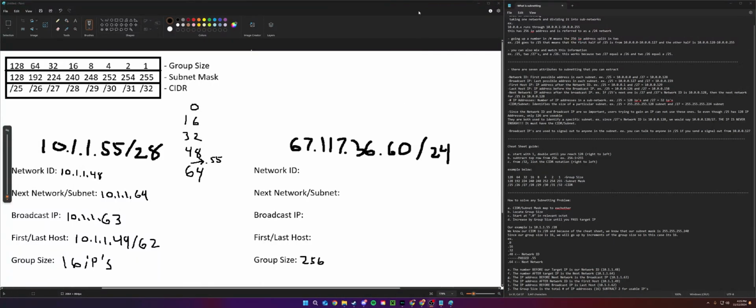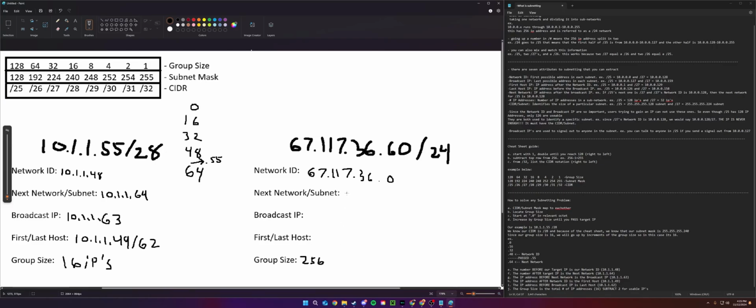Alright, so now we're going to do this problem. So, one moment, sorry. With this, it's a little different since it's /24. So we already know that the group size is going to be 256 because, well, /24 covers quite literally everything. So we don't really have to count over here. So we already know that our network ID would be 67.117.36.0. Okay.